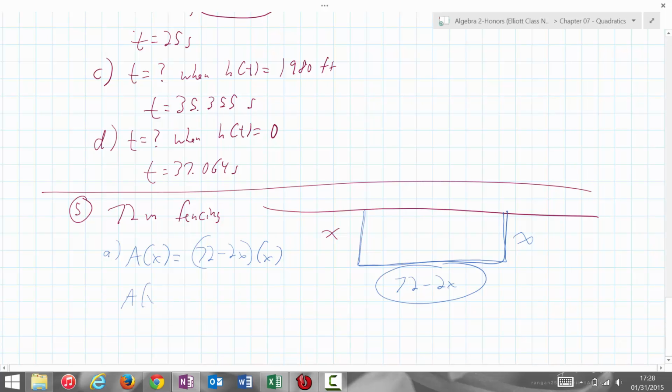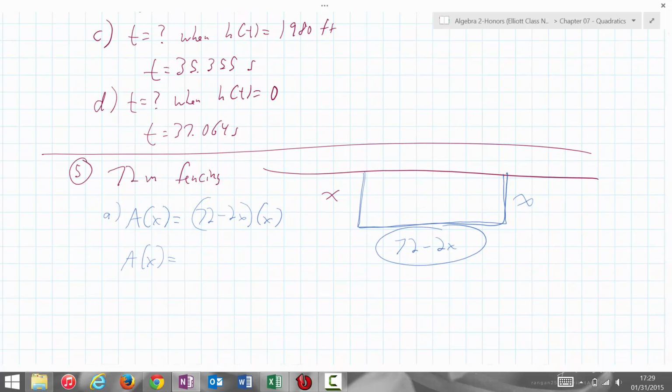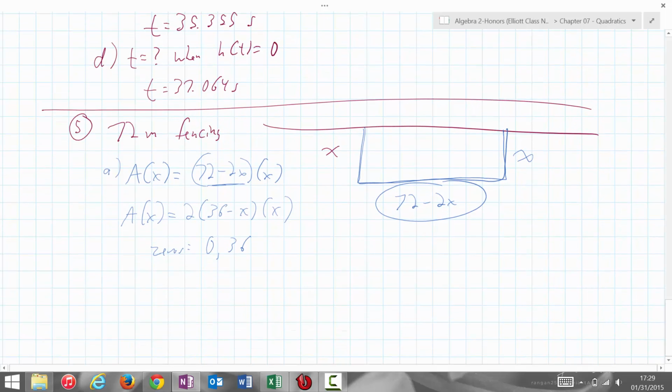Well, this one I'm going to try to do here without a calculator because I can do it really quickly. One of the things I can do is take this and factor a 2 out, giving me 36 minus x, and then an x here. This means that my zeros are 0 and 36. So if I do a sketch of this graph, I know that here this is a 0 and this is 36. So this thing right here should be at 18.